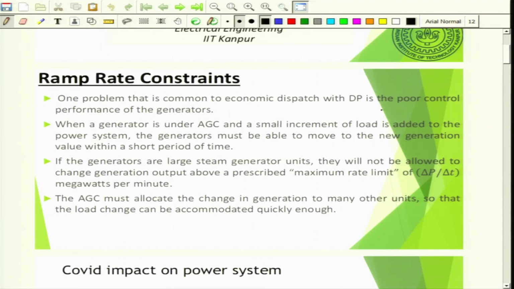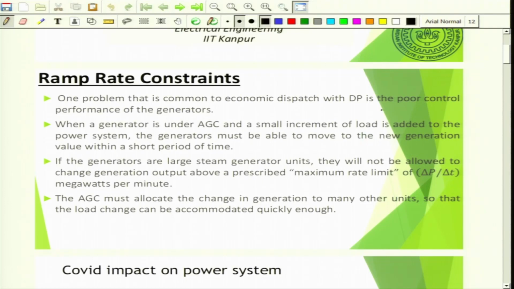You are connected to a system and there is a sudden change in the load, let us say. The generators have to adjust to the sudden change in the load. The controllers would give a command, the automatic generation controller command, so that they would change their generation according to the change in the load. But every generator has its own constraint in terms of how quickly they can adapt to such a change in generation command. That is what is called the ramp rate constraint.